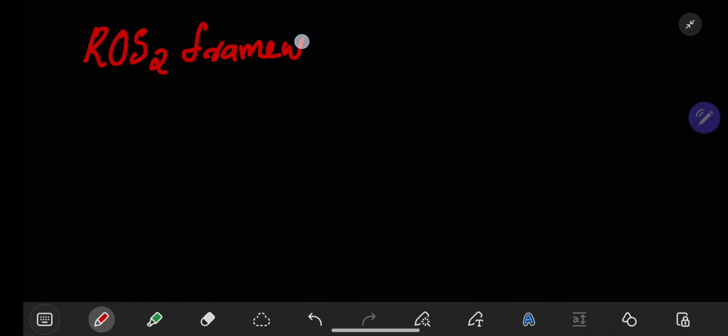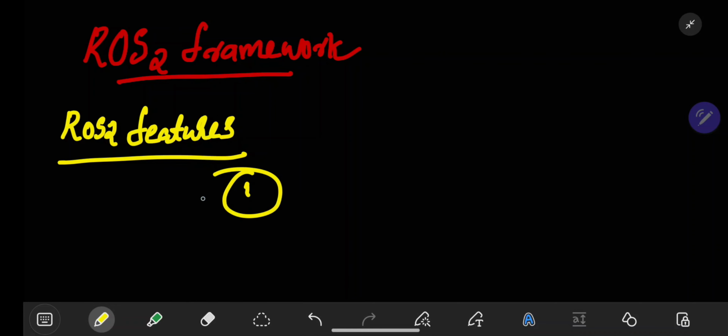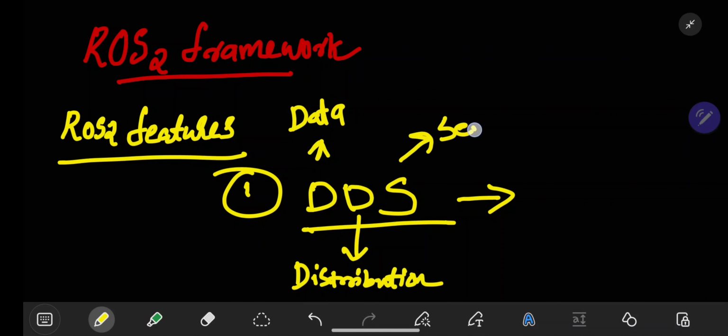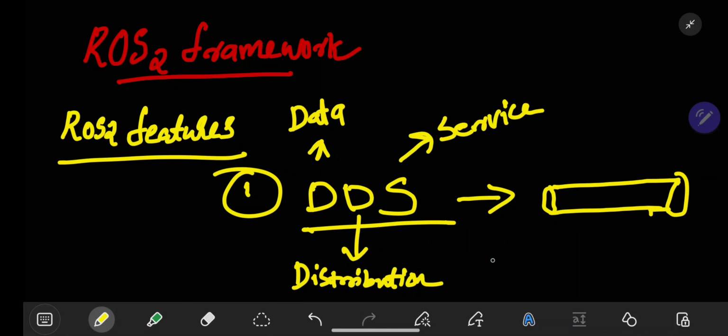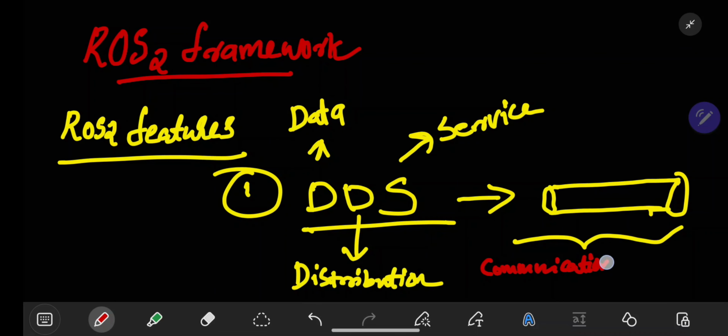Let's get into the ROS2 framework. First, we have to understand the features provided by ROS2. Let's see what things ROS2 offers to us. First thing is DDS. Here the first D stands for data, and the second D stands for distribution, and S stands for services. So DDS means Data Distribution Services, which is just a communication channel, a communication pipeline. Just think about a normal pipeline. So DDS means a normal communication pipeline.